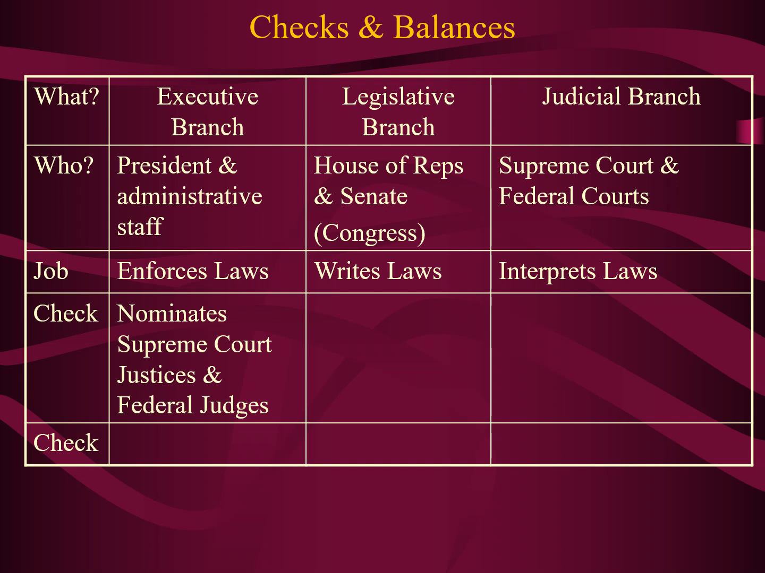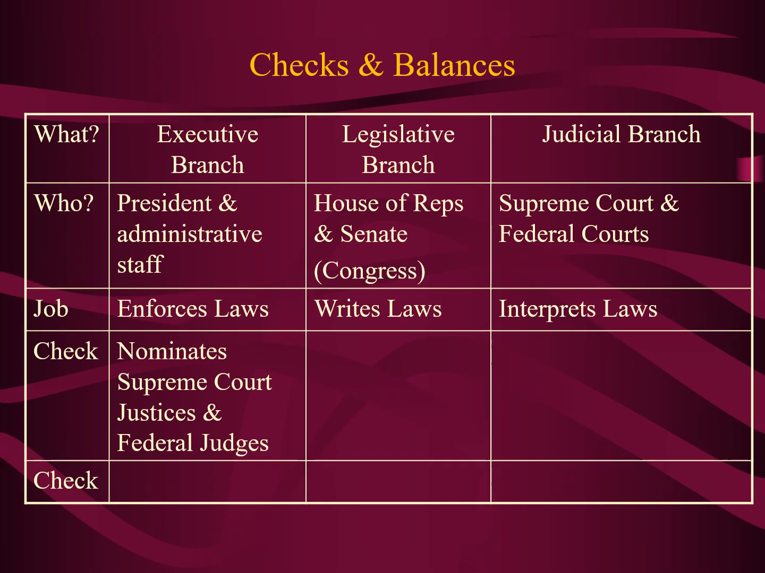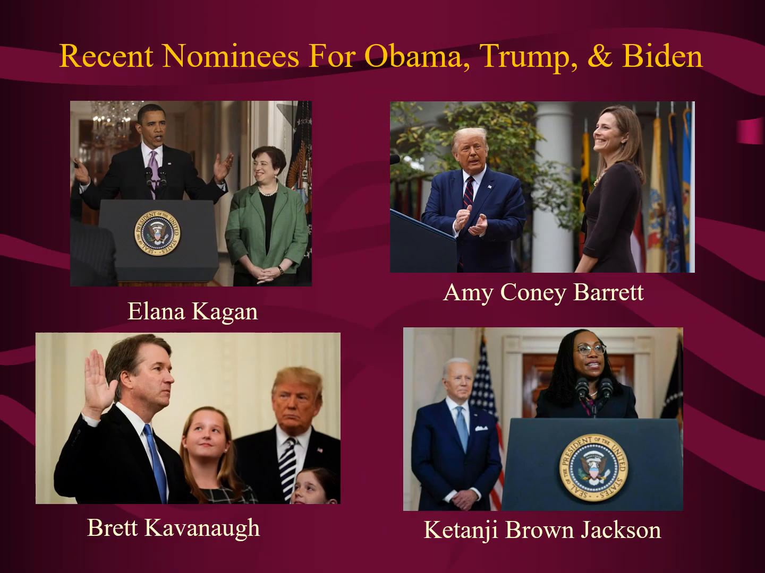Now, one way that the executive branch can check or influence the actions of the judiciary is that if there's a vacancy on one of the courts, the president has the sole power to nominate someone to fill one of those vacancies. Here we see some recent nominees from Presidents Obama, Trump, and Biden. President Obama was able to name 2 members of the Supreme Court, while President Trump was able to name 3. The most recent member of the Supreme Court is Ketanji Brown Jackson, and she was nominated by President Biden.